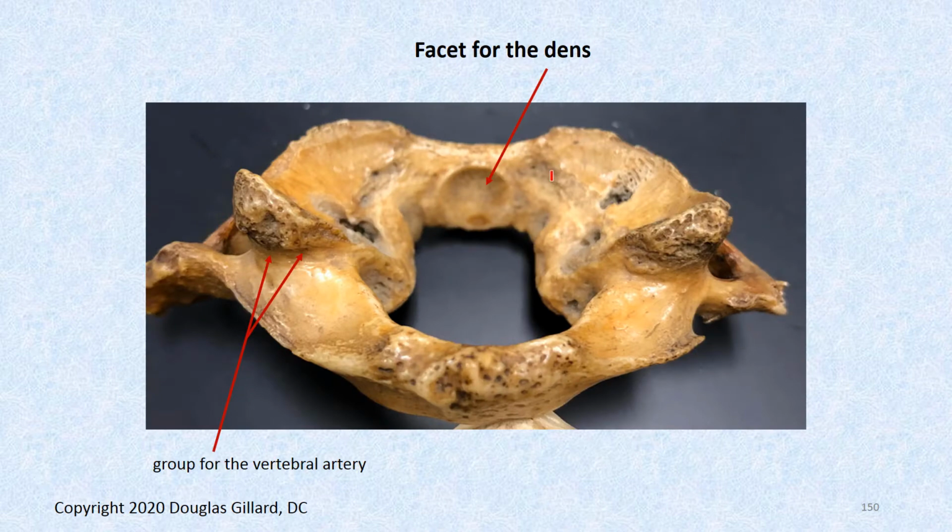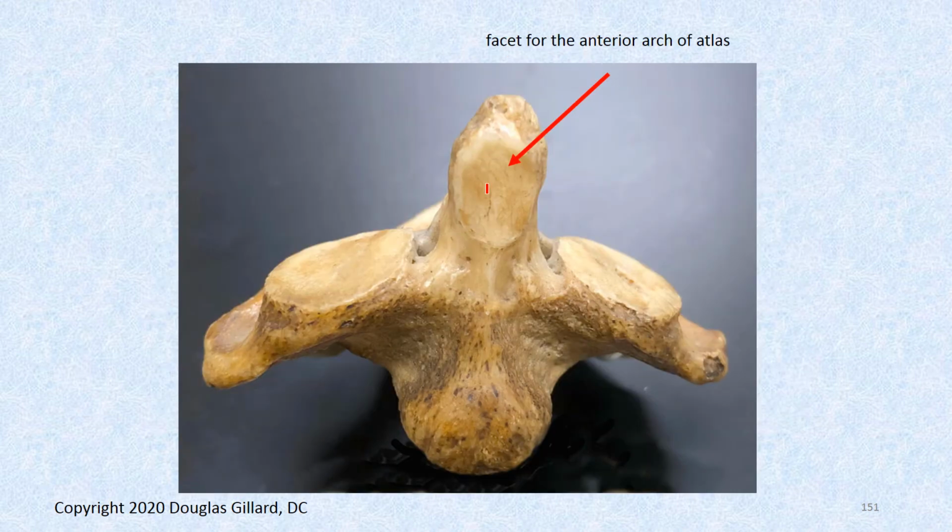All right, so here's a kind of a P to A view. We can see this is the anterior arch right here, and we can see a huge crater, right? That's the facet for the dens, and the dens would have one. Did I put one in here? Yeah, I did. This one's a little different shaped. But there's the facet for the anterior arch of atlas. We'll look at the atlas tomorrow.